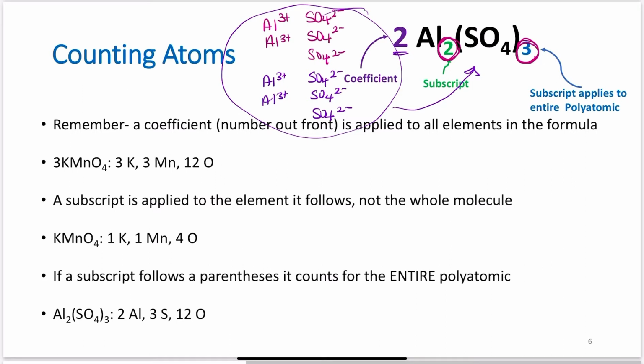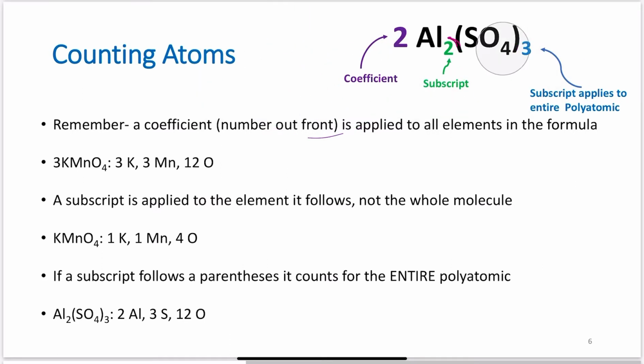So you need to be conscious and comfortable with what we mean by coefficients and subscripts. Coefficients go out front and apply to the entire molecule or compound. Subscripts only apply to what precedes them. So remember, a coefficient, the number out in front, is applied to all elements in the formula. So when I say 3KMnO4, that means I have 3 potassiums, because I'm going to distribute this through, 3 manganese, and 12 oxygen, because there's a 4 down here for the oxygen, so 3 times 4 gives me 12 oxygens.